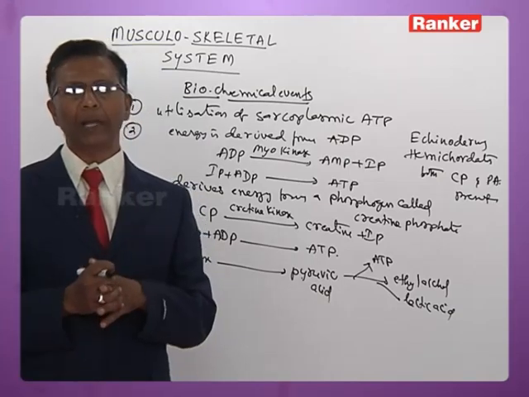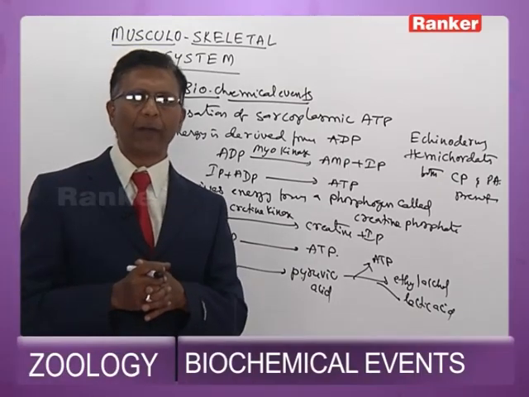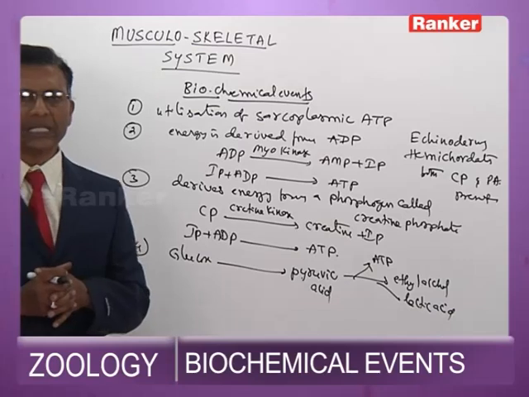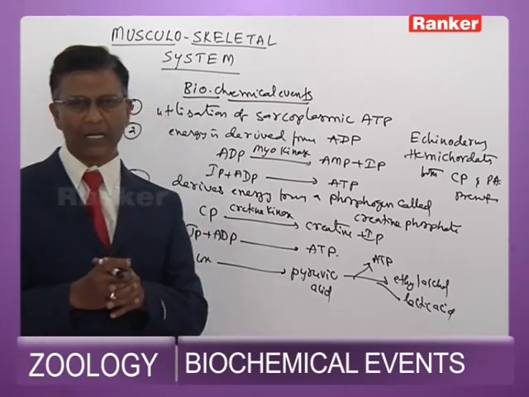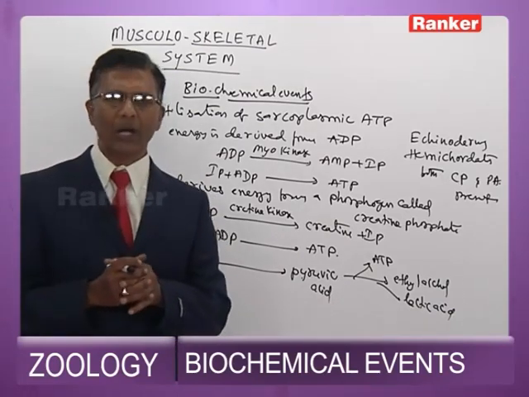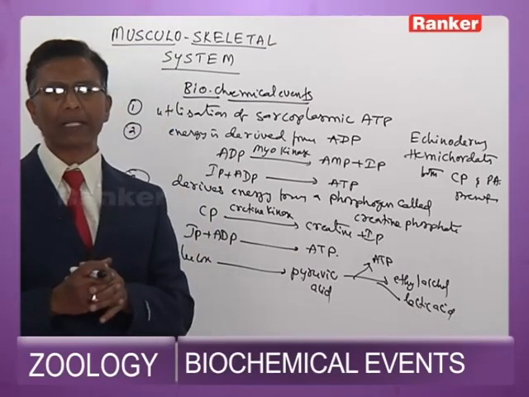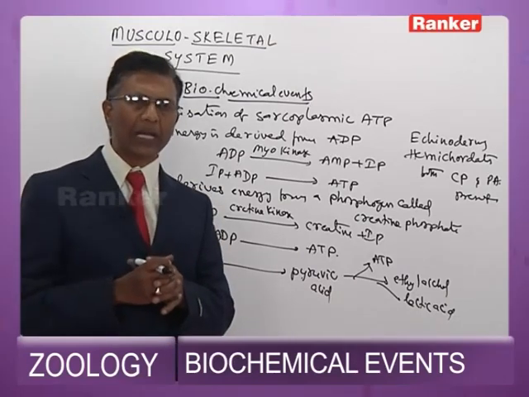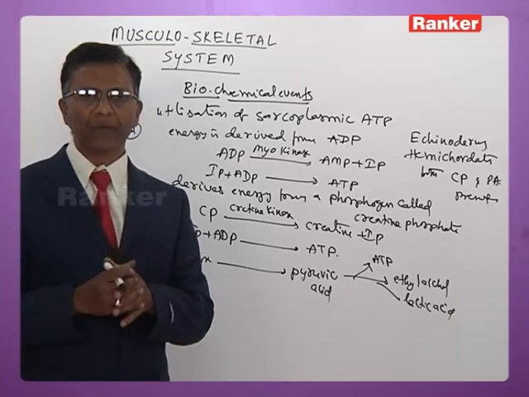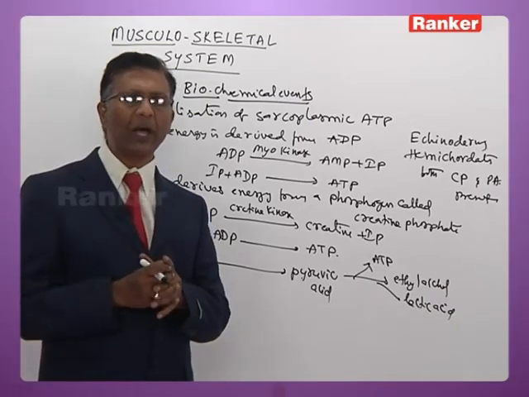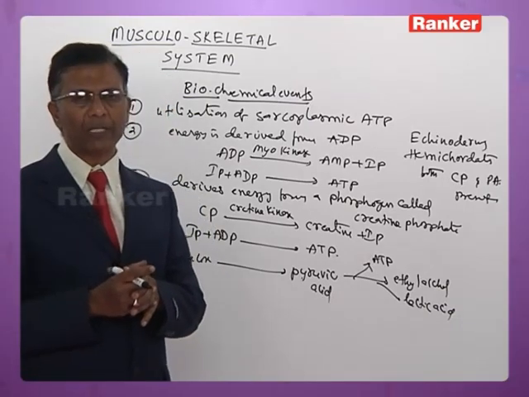Now skeletal muscle overcomes fatigue through phenomena called oxygen debt and Cori cycle. Students, we shall now talk about oxygen debt and Cori cycle, which are the most important events that occur in the muscle, and the most important events for your EAMCET, COMEDK, JIPMER, AFMC, and so on.